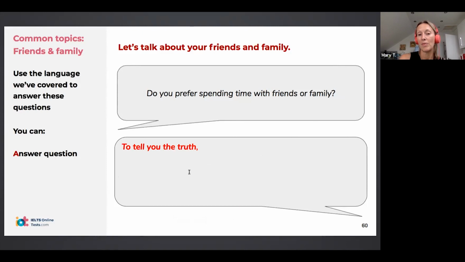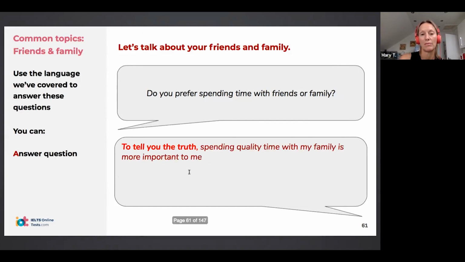So you could start with a nice linking expression here. To tell you the truth, that's a very natural expression in English. To tell you the truth, spending quality time with my family is more important to me. Okay, so that's answering the question. But as you can see, you're kind of paraphrasing a little bit. And then you need to give a reason.